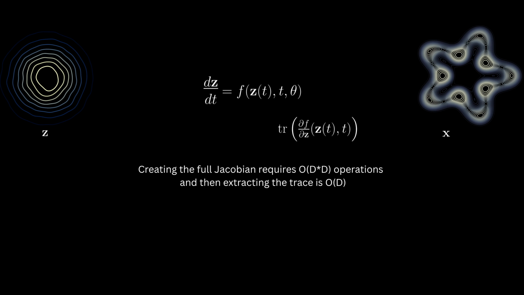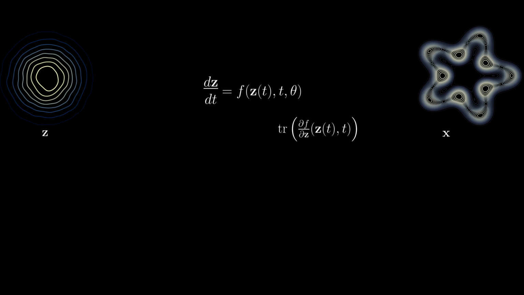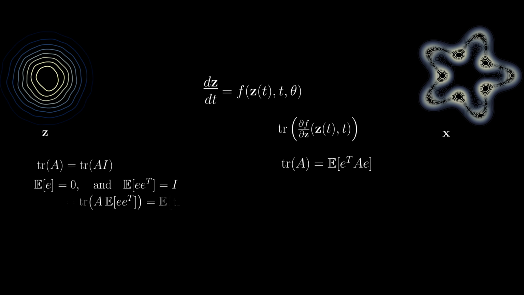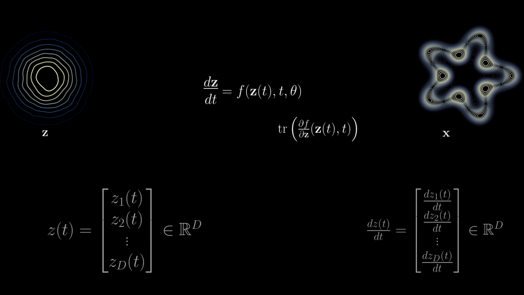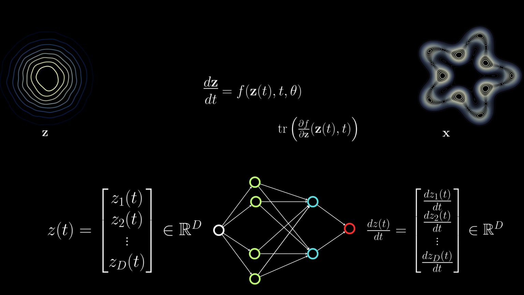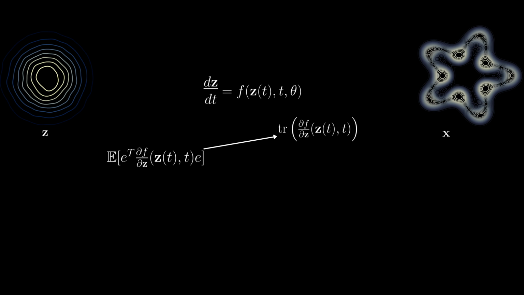Using something called Hutchinson's trace estimator, we can approximate the trace of our Jacobian matrix without dealing with that quadratic complexity. Instead of directly computing trace of a matrix A, we can estimate it as the expectation of E transpose AE, where E is a d-dimensional random vector with zero mean and unit variance. So something like samples from standard normal also works. Earlier, we were computing the Jacobian of a d-dimensional output with respect to d-dimensional input, which led to quadratic complexity. But with this trace estimator, we only need the Jacobian of a scalar with respect to d-dimensional input, reducing the complexity to big O of d.